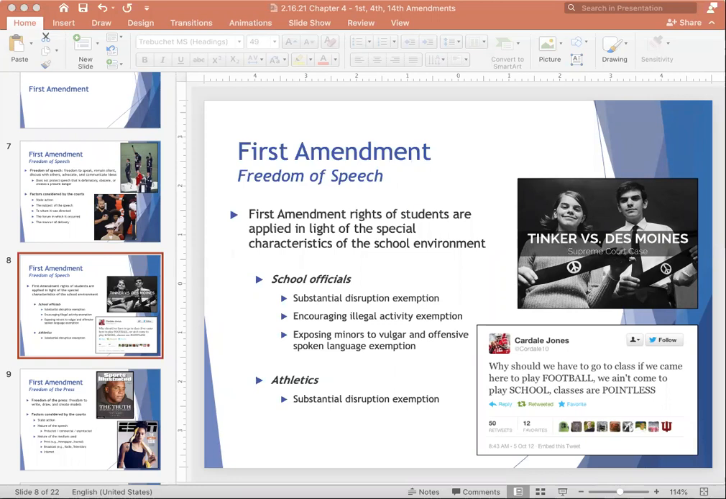In sports, it's predominantly the substantial disruption exemption, but I really want you to consider, is the speech truly a disruption? And so with social media and athletic policies, be mindful of your language. You can provide guidelines for what speech student athletes can and cannot engage in. However, be very mindful about what speech you're actually prohibiting and consequences that you are enforcing based upon student athlete speech, because you could be liable for a First Amendment violation.